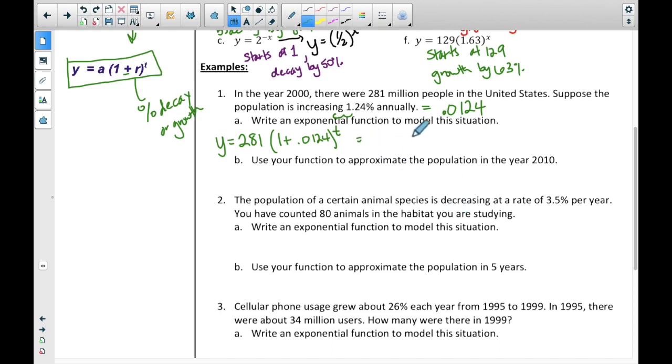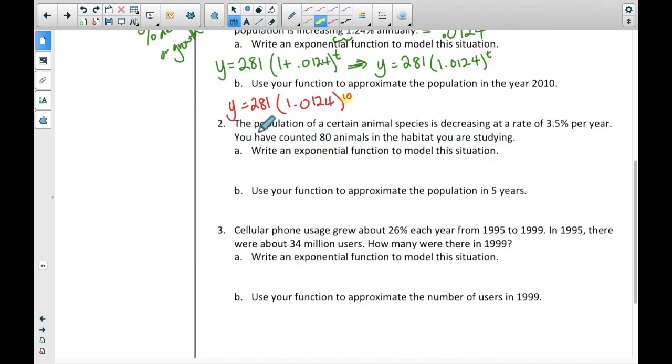I could also write that in the shorter way. My shorter way would just be to call that inside part 1.0124, because 1 plus that is that, right? Okay, use your function to approximate the population in the year 2010. I'm going to show you how to do the calculator, but before we do that, let's write down an equation that we will put into our calculator.